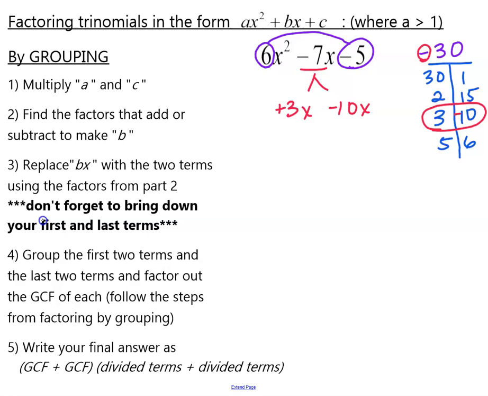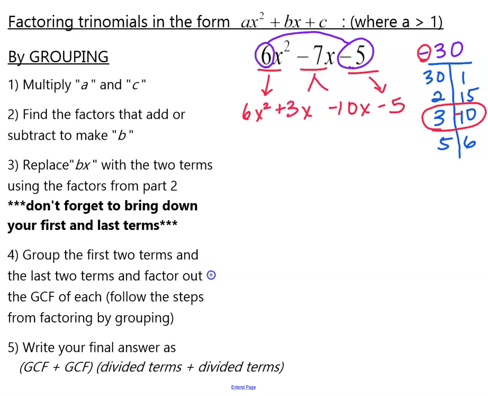Then, this is really, really important, okay? Don't forget to bring down your first and last terms. You need to make sure that your first term, that 6x squared, comes straight down. And that last term, the negative 5, comes straight down. Okay? We only use those numbers to multiply and find the factors of negative 7, but they need to come straight down for the next part as we move forward.